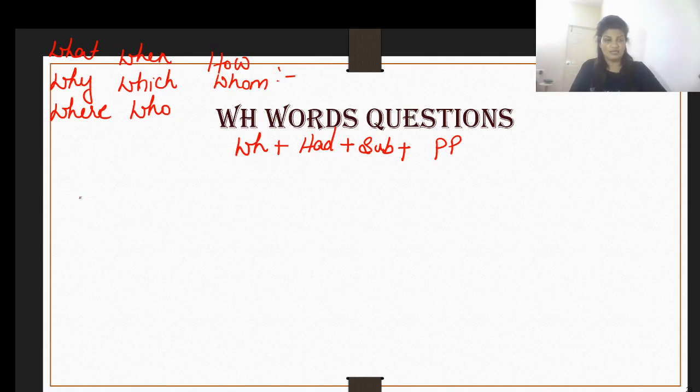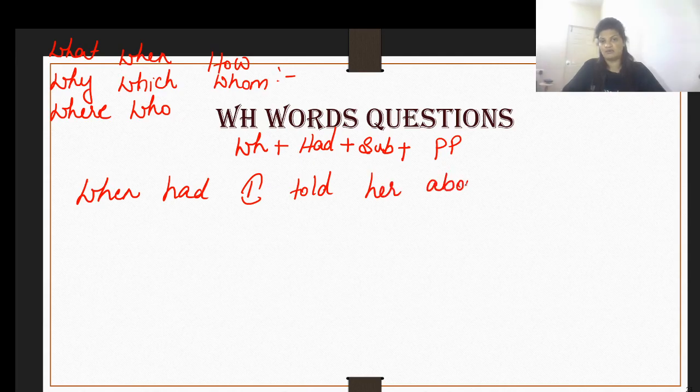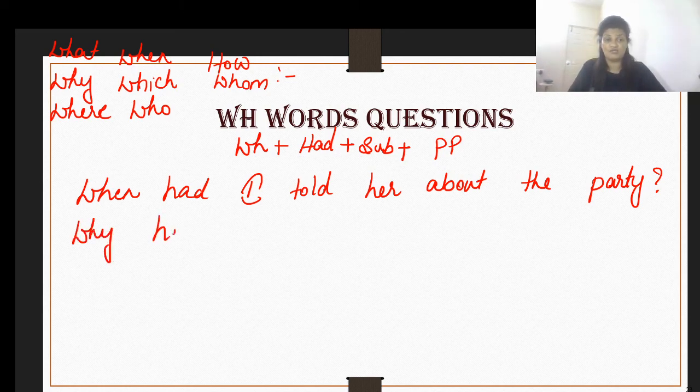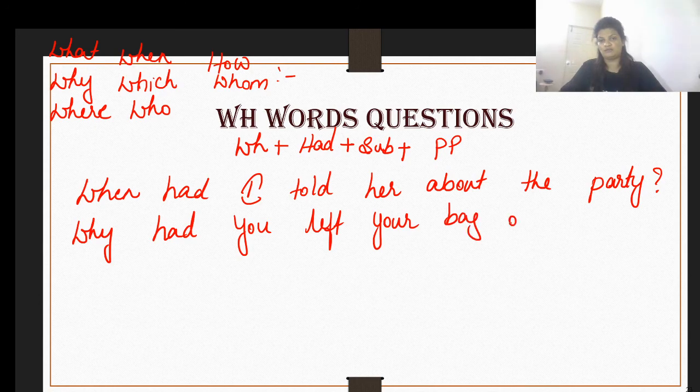Next is how. What word can we bring in? Supposing we take when, according to the structure, when and then had. When had, and the subject being I. When had I told her about the party? Let us not forget to put the question mark over here. Next one, let us take the word why, and obviously had. Why had you left your bag open? Bag open, ended with a question mark.